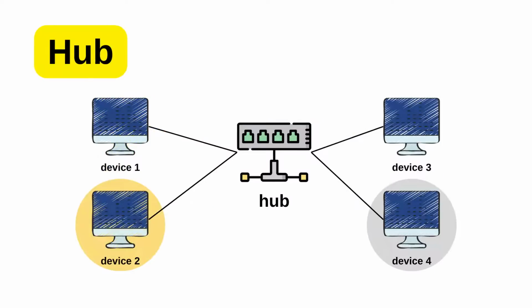Now, device number 2 is trying to communicate with device number 4. The packet has reached the hub. The hub has sent the packet to all members.